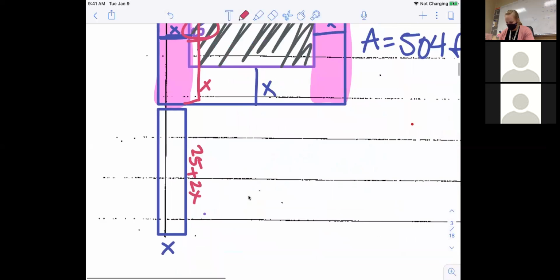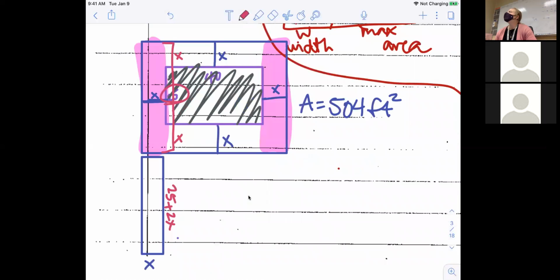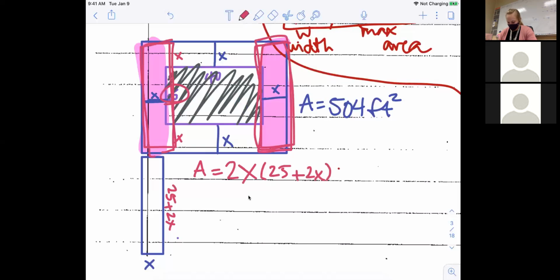You okay with how I cut this piece up so far? How many of those pink rectangles do I have in my total area? 2. So if I write this expression for area, I'm going to have to multiply it by 2. The area of that little strip would be x times 25 plus 2x. But since, as May told me, I've got 2 of them, I'm going to put a 2 on the outside, 2 times all of that. Because here's one, and here's the other one. Each one is x by 25 plus 2x, and so I just did 2 of them.